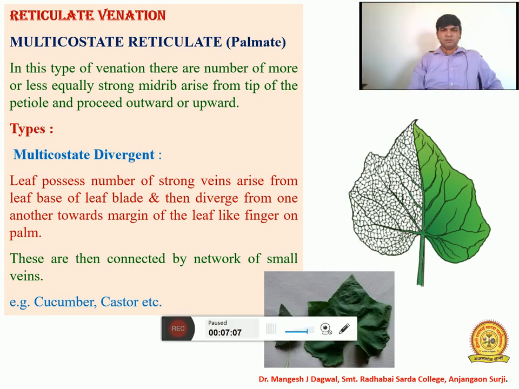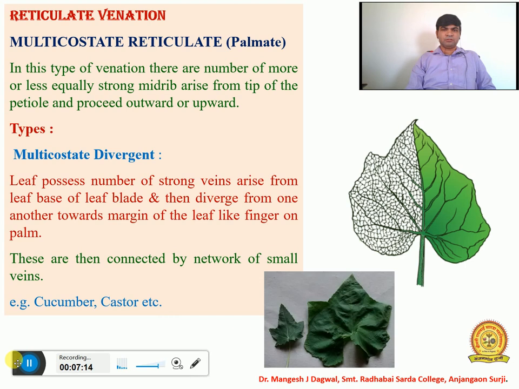And these are of two types. This multicostate reticulate venation is of two types: multicostate divergent and multicostate convergent. So why is this multicostate divergent and convergent? The leaf possesses a number of strong veins arising from a single point at the leaf base or the leaf blade, and then diverging from one another toward the margin of the leaf, forming a structure like the fingers on a palm, which diverge from each other like this.